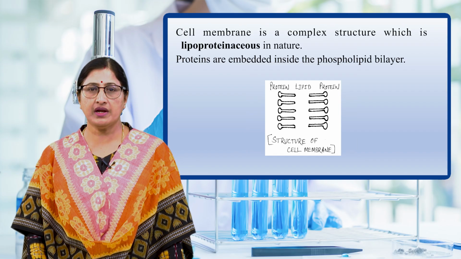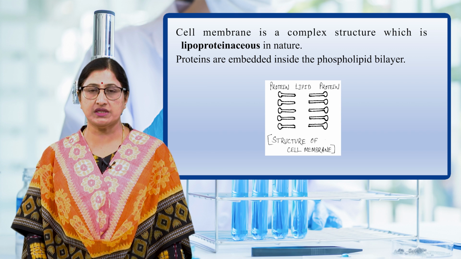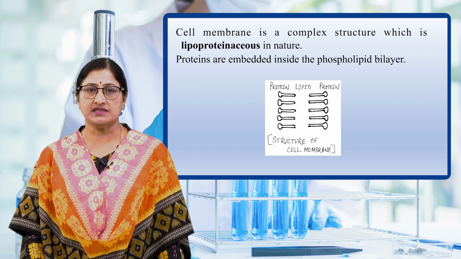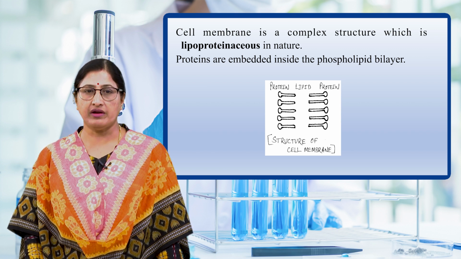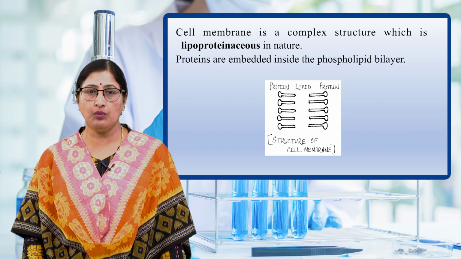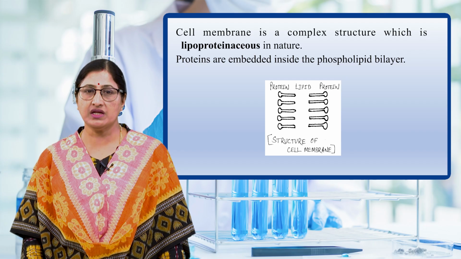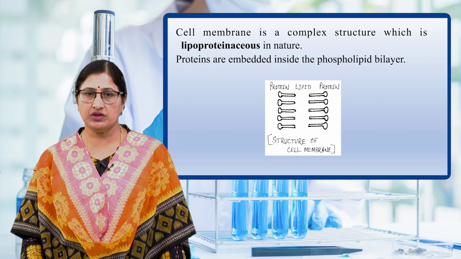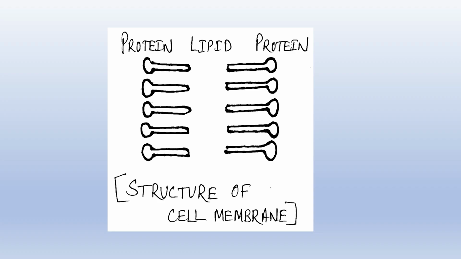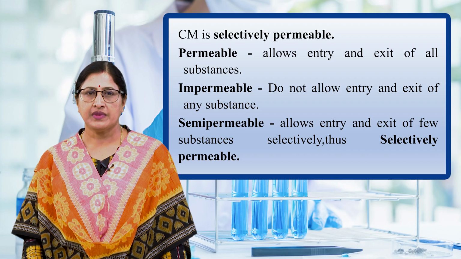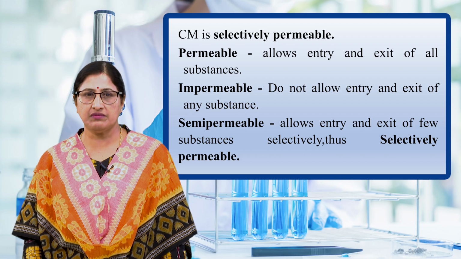Now, cell membrane is a complex structure which is lipoproteinaceous in nature. Children, remember the word, that is lipoproteinaceous. It means it is made up of lipids and proteins. Here, proteins are embedded inside the phospholipid bilayer. Now, this is the structure of a cell membrane where proteins are present as well as lipid bilayer is existing. Now, cell membrane is selectively permeable.